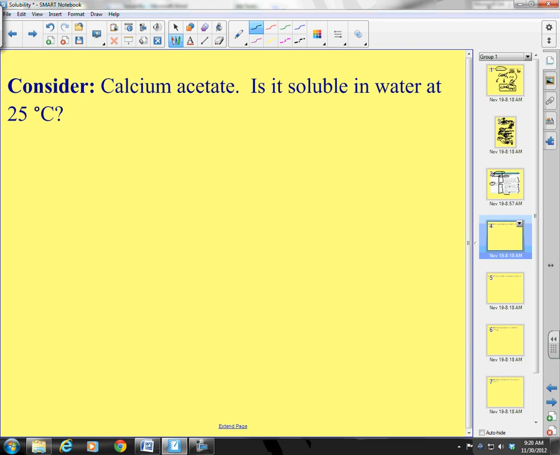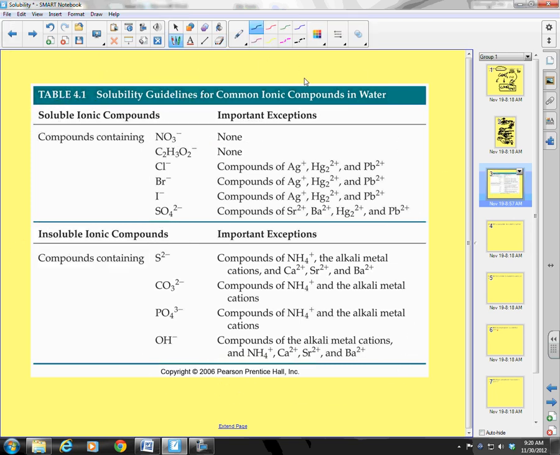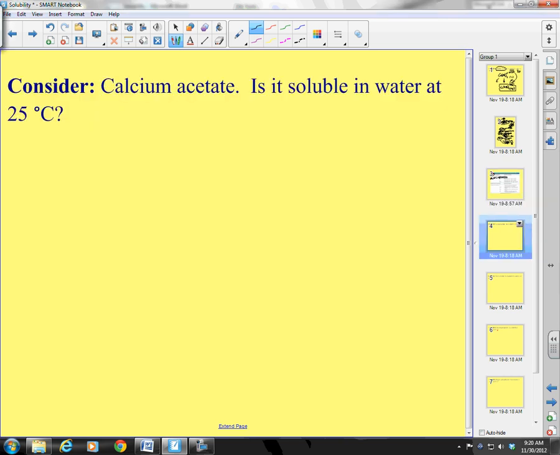You guys do this one, bring me back. Okay, where's acetate on here? Does anyone see acetate? I do. This would be acetate. They wrote it differently than I do. I usually write it CH3COO minus, but that's okay. What is it? It is just like nitrate. It is soluble. Are there any exceptions? None, which would mean we'd say that this, yes, is soluble.